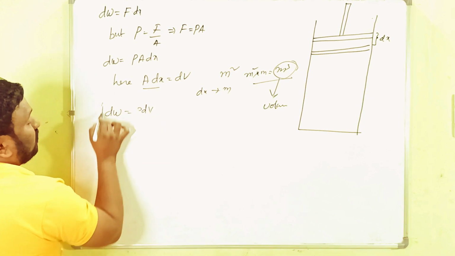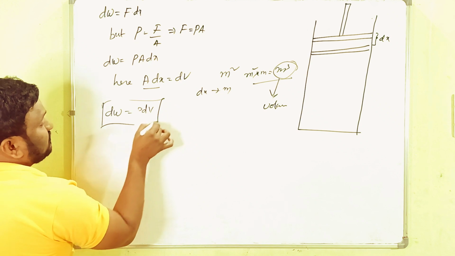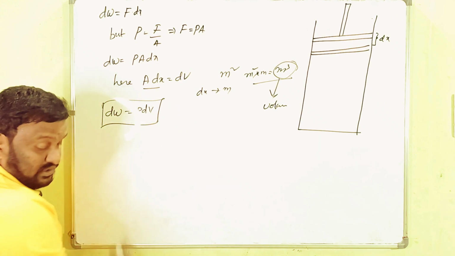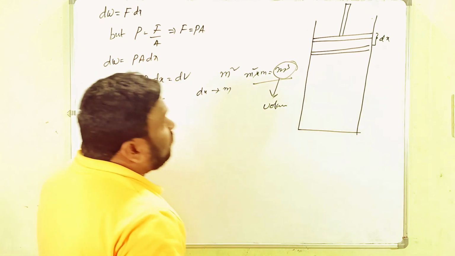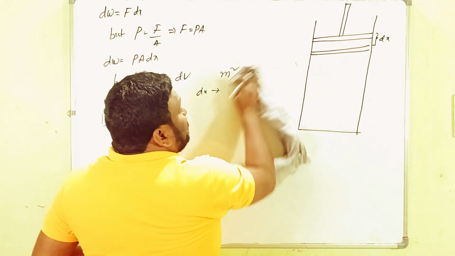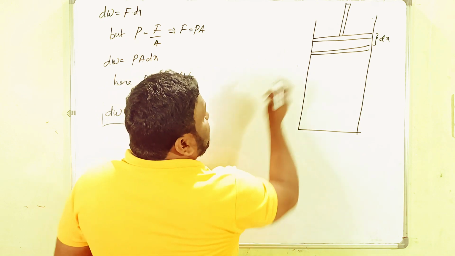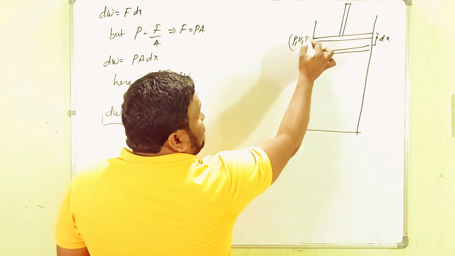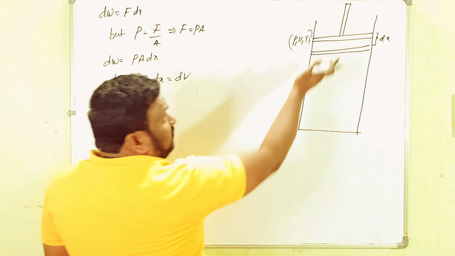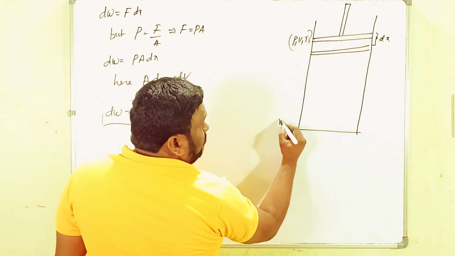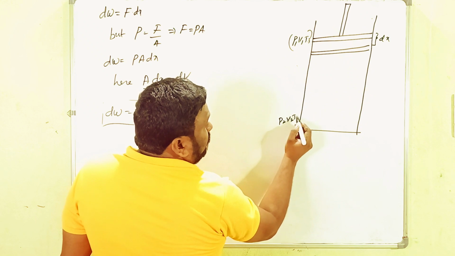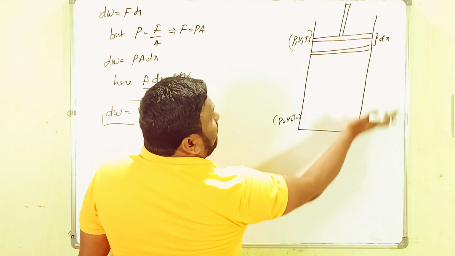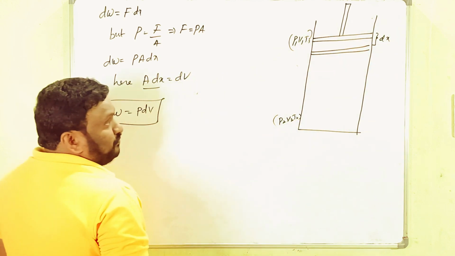This is the amount of work done by the gas for the displacement of dx in terms of change in volume. Clear? So now children, if you want to move the piston suddenly from, for example, P1, V1, T1, the initial thermodynamic variables, and the piston moves from here to here, P2, V2, T2. Clear? Or if it is P1, V1, T1 and this is P2, V2, T2.